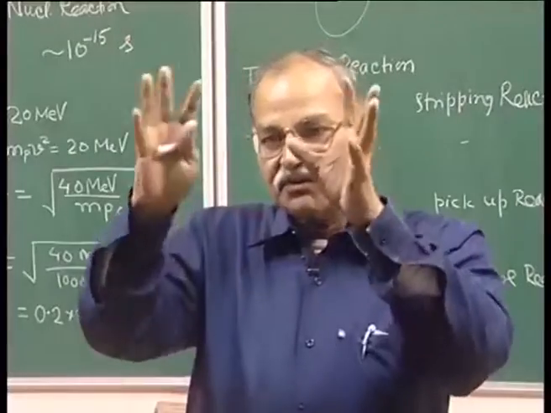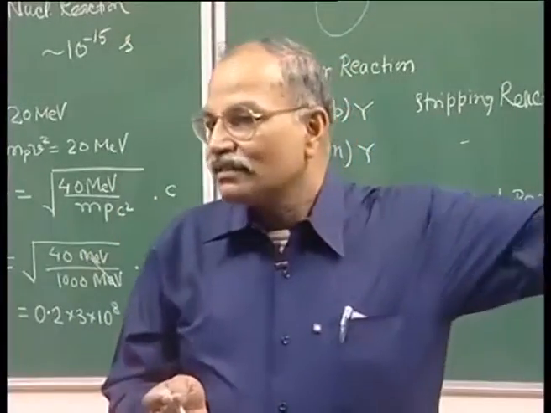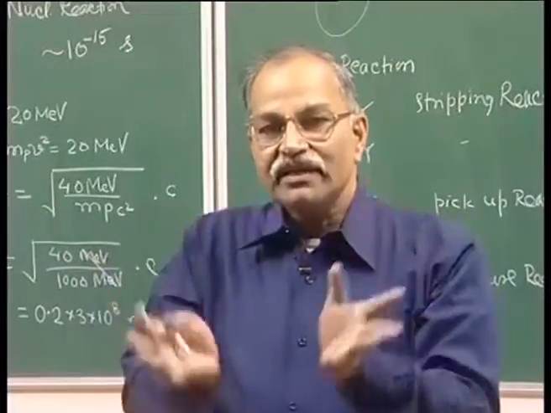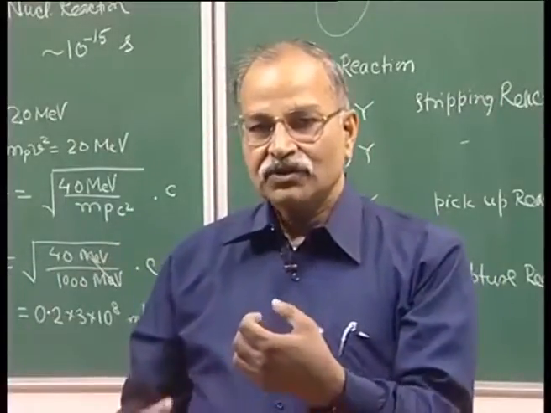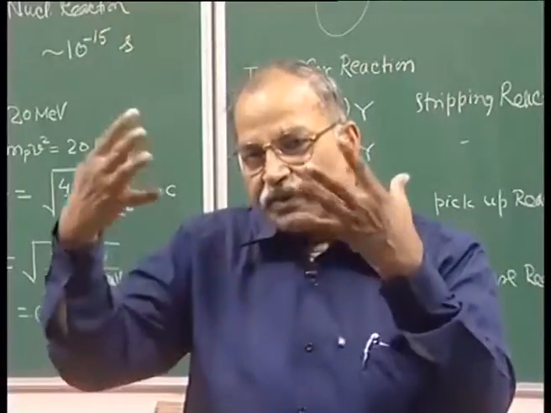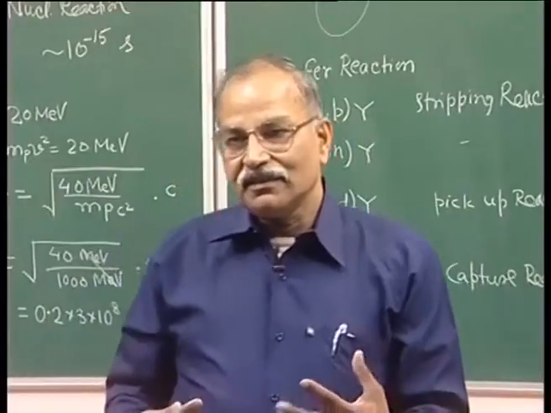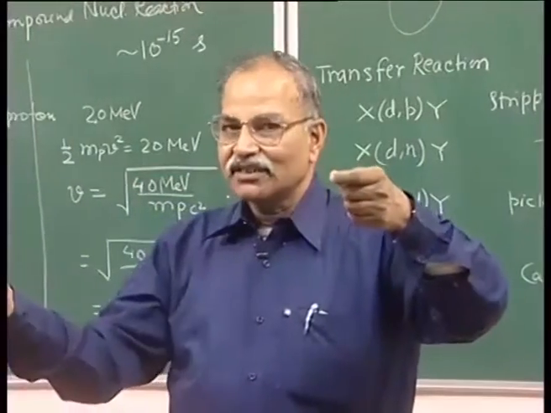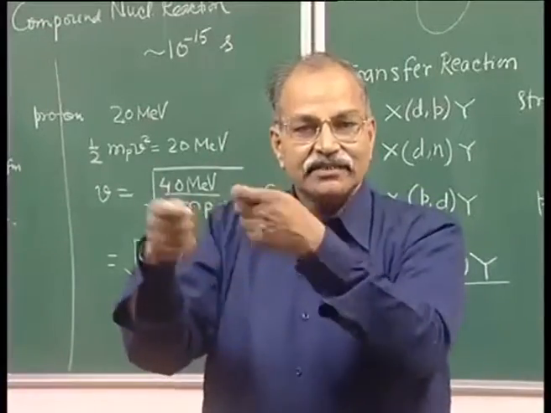Once this compound nucleus is formed and has lost all memory of the previous direction of the particle coming in and hitting, it emits the particle and gives that product nucleus. So, here it is more likely to be symmetric in directions, whereas if you have a direct reaction, the nucleus is coming in the center of mass frame this way, and then some reaction is taking place.